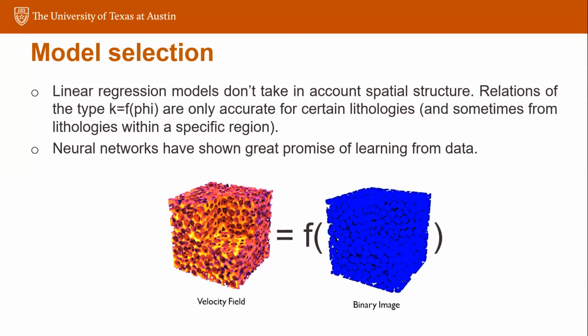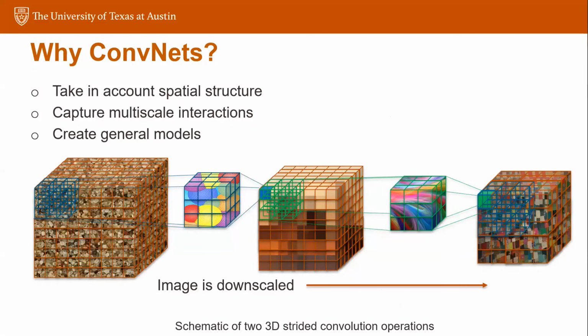So since neural networks have shown great promise at learning from vast amounts of data, we selected them for our modeling task. The next image I think is a little heavy, so sometimes it takes a little bit to load. Specifically, we employed spatially aware neural networks that are called convolutional neural networks. We chose them because they take into account the spatial structure.